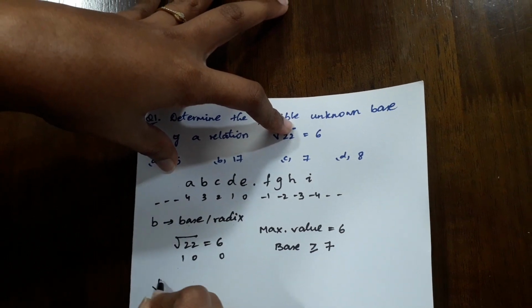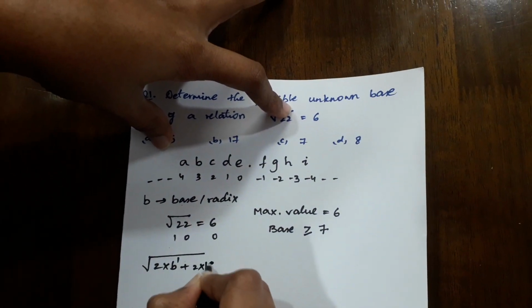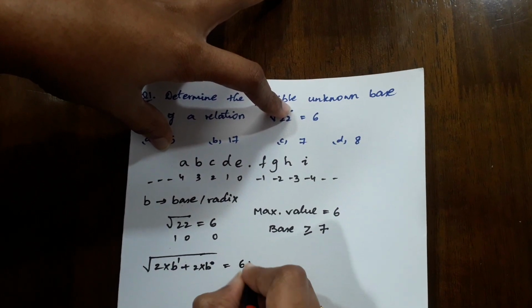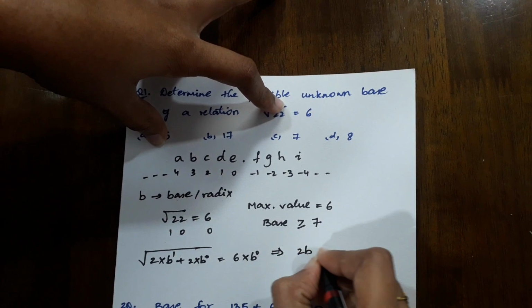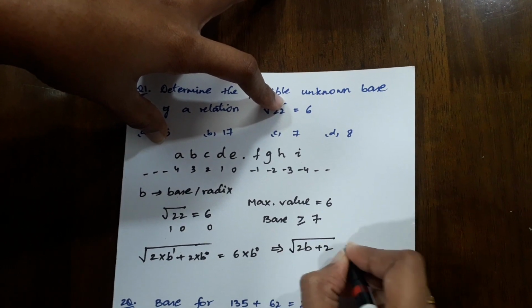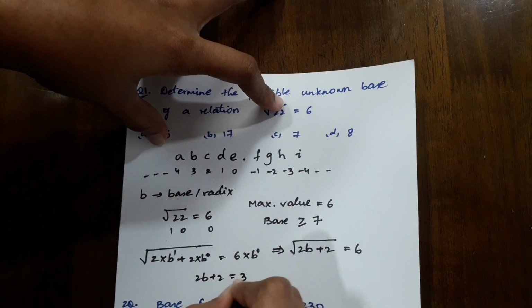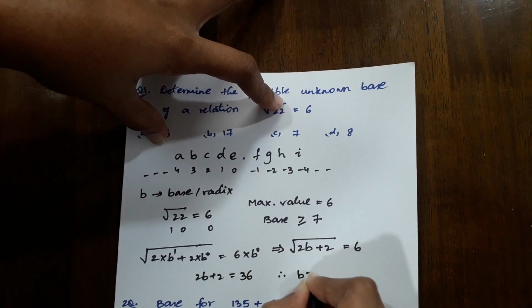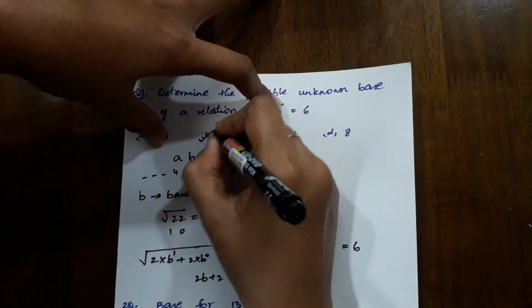So it can be written as √(2 into b power 1 plus 2 into b power 0) equals 6 into b power 0. Now try solving this equation. We get √(2b plus 2) equals 6. Squaring on both sides, we get 2b plus 2 equals 36. Therefore, b equals 17. I hope you are clear with this problem. So 17 is the answer.